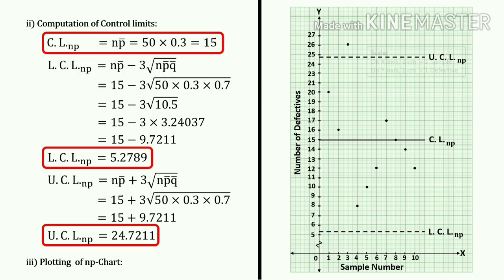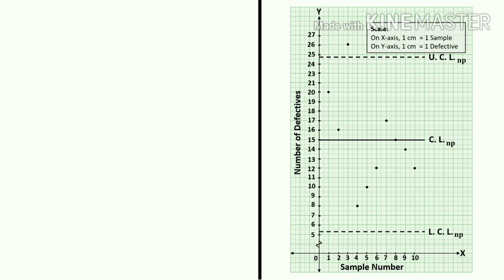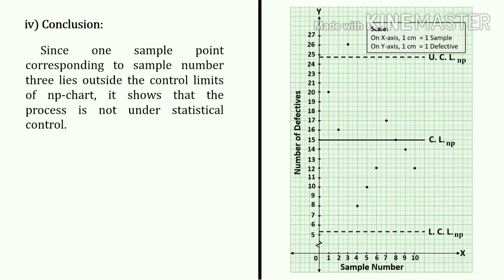We have to write the scale for this control chart. On x-axis we have taken 1 centimeter is equal to 1 sample. On y-axis we have taken 1 centimeter is equal to 1 defective. Conclusion: since one sample point corresponding to sample number 3 lies outside the control limits of NP chart, it shows that the process is not under statistical control.